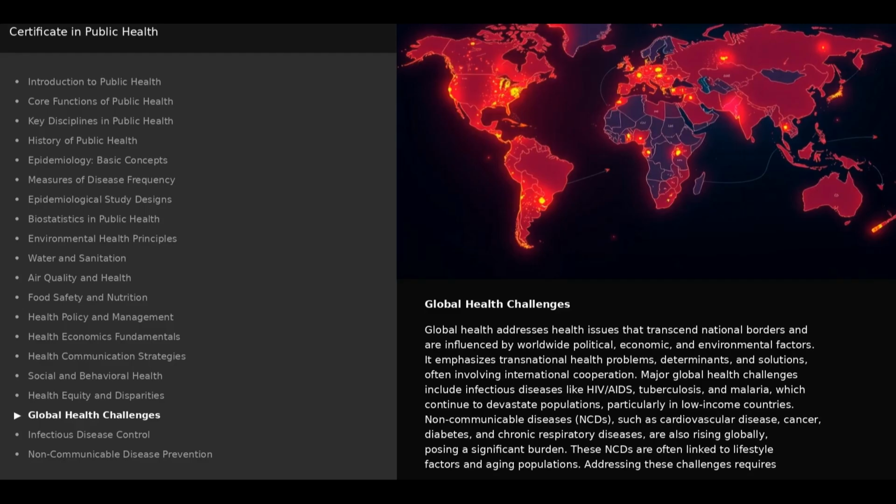Major global health challenges include infectious diseases like HIV/AIDS, tuberculosis, and malaria, which continue to devastate populations, particularly in low-income countries. Non-communicable diseases, NCDs, such as cardiovascular disease, cancer, diabetes, and chronic respiratory diseases, are also rising globally, posing a significant burden. These NCDs are often linked to lifestyle factors and aging populations. Addressing these challenges requires coordinated international efforts and resource sharing. Global health recognizes the interconnectedness of health worldwide.